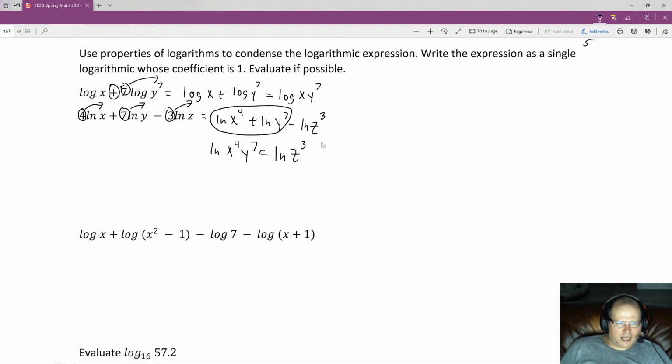Now, because there's subtraction here, I'm going to use that to divide, or to write a fraction. So I'm going to use x to the 4th, y to the 7th, and put that over z to the 3rd.